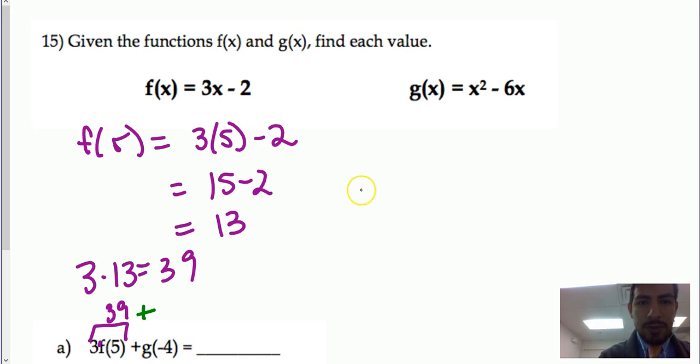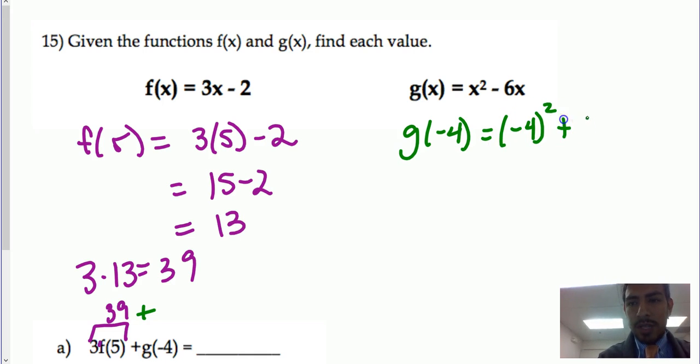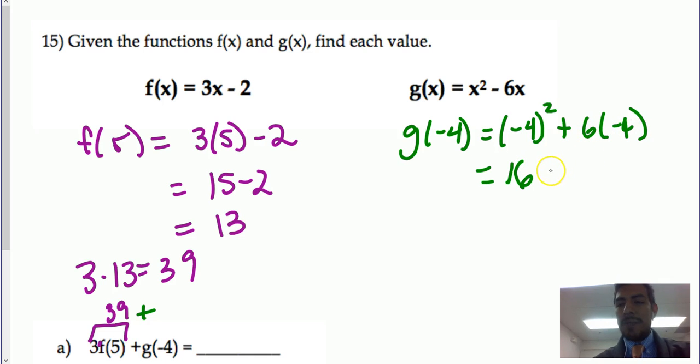Now g of negative 4, we need g of negative 4, so my input is negative 4. And notice I'm going to put parentheses around my input each time I plug it in. If I'm using a calculator, I'm going to plug it into my calculator exactly as I see it. If I'm showing my work as I should, negative 4 squared is negative 4 times negative 4, which is a positive 16. 6 times negative 4 is a negative 24.